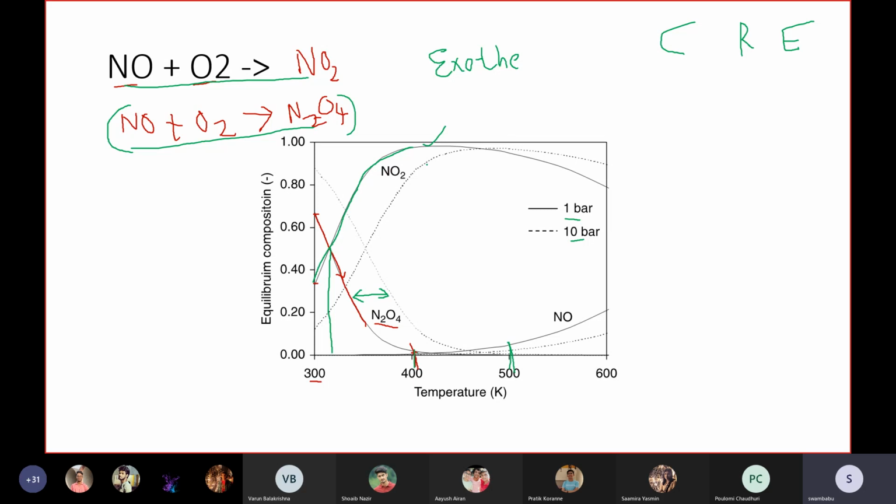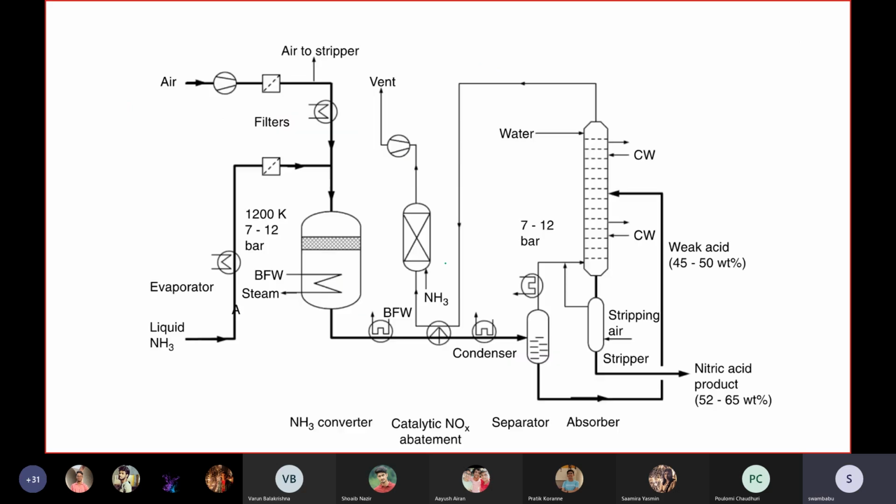So from this, nitric oxide to NO2 and N2O4, this is the equilibrium data. This is the typical process flow sheet of a nitric acid production process.